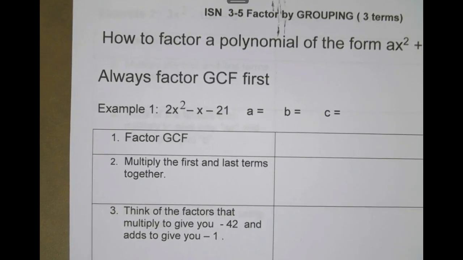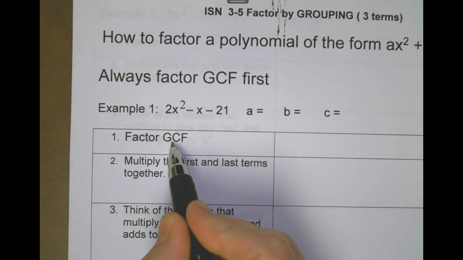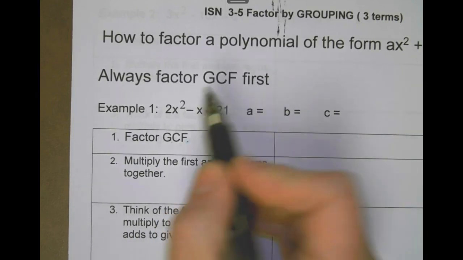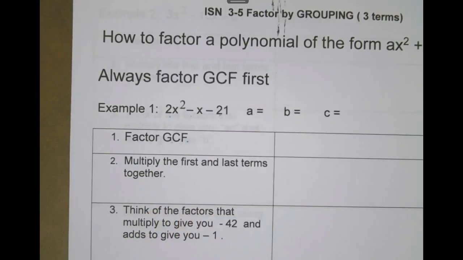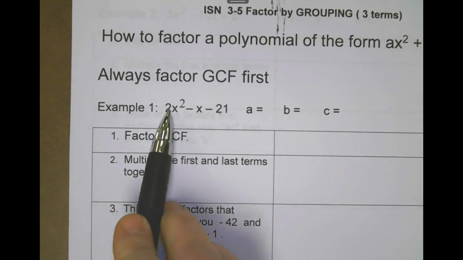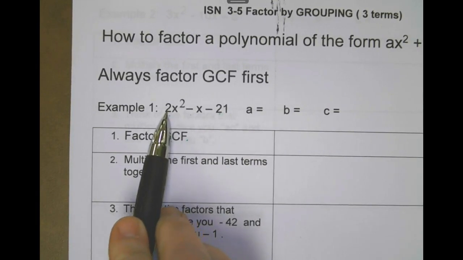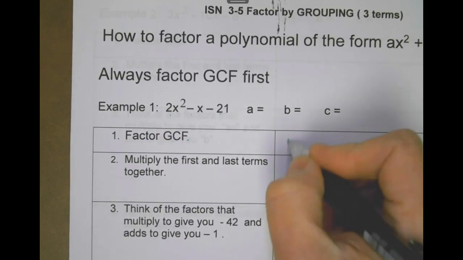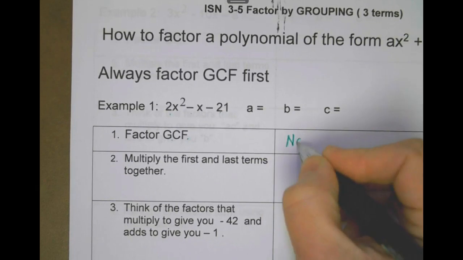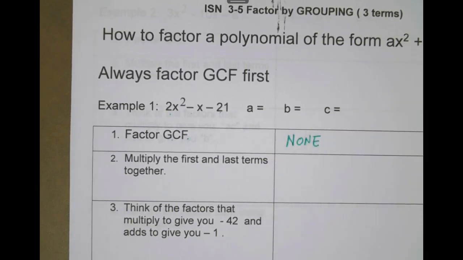Well, it tells me. First, I'm going to factor out a GCF, greatest common factor. Does this have a greatest common factor? We do not factor out a negative unless the leading coefficient is negative. And so we would not factor out a GCF.